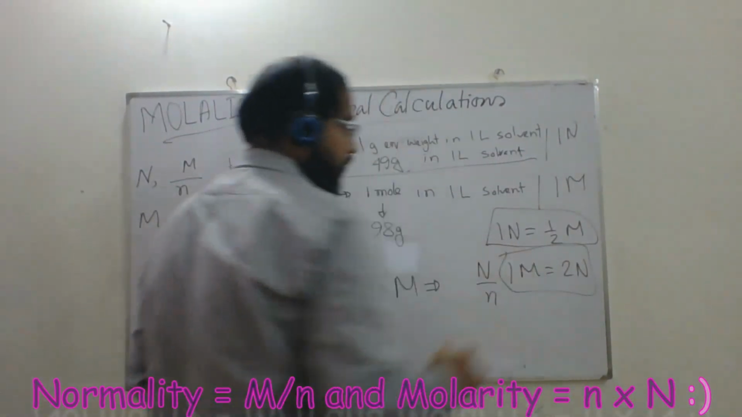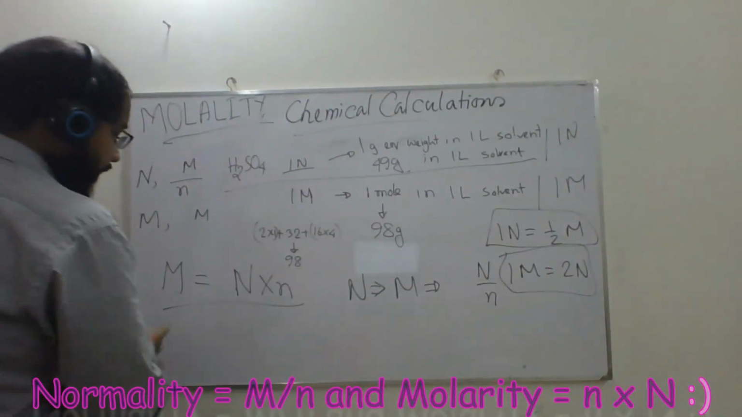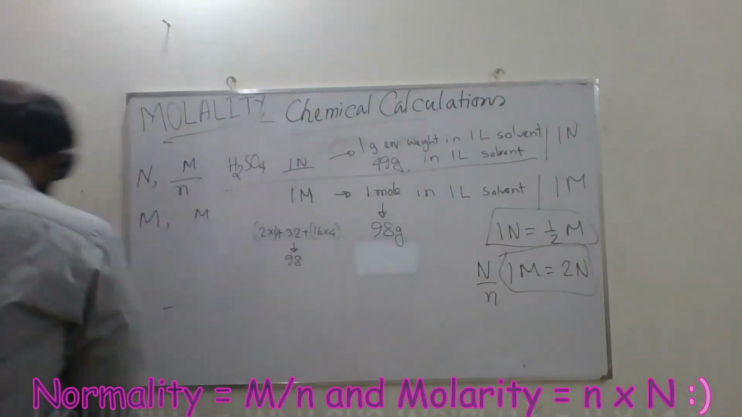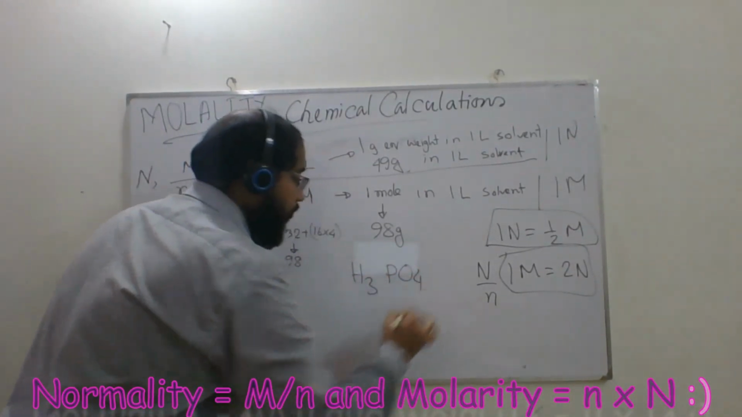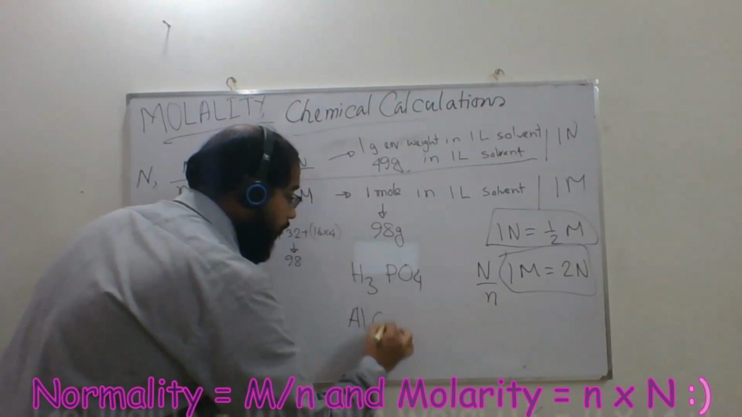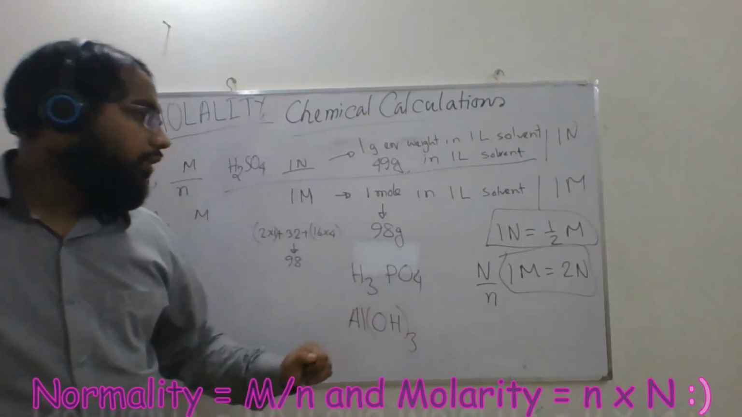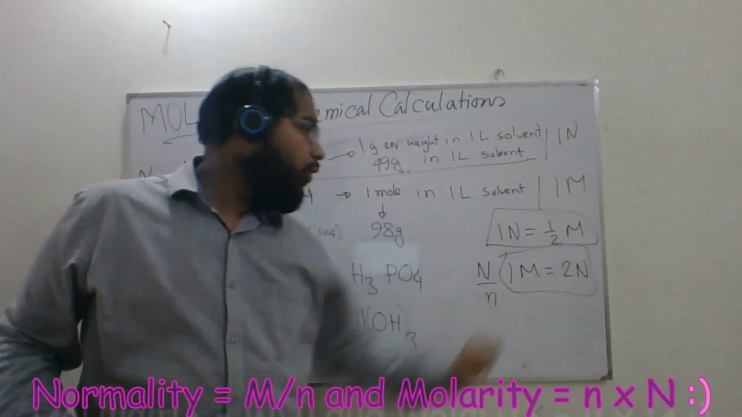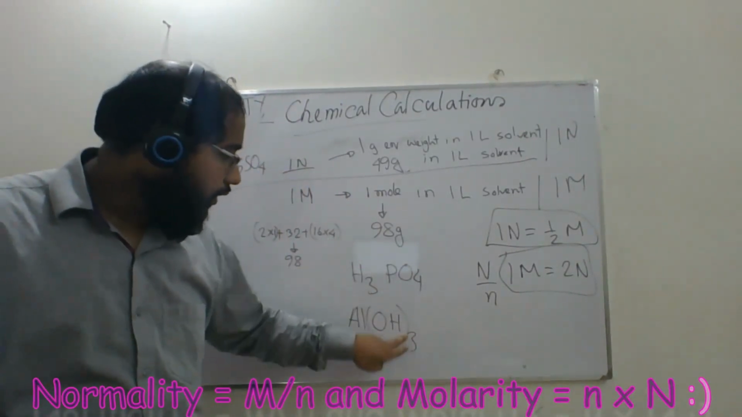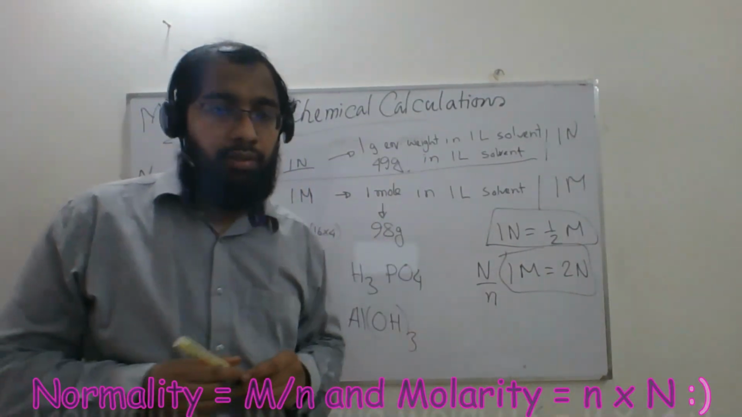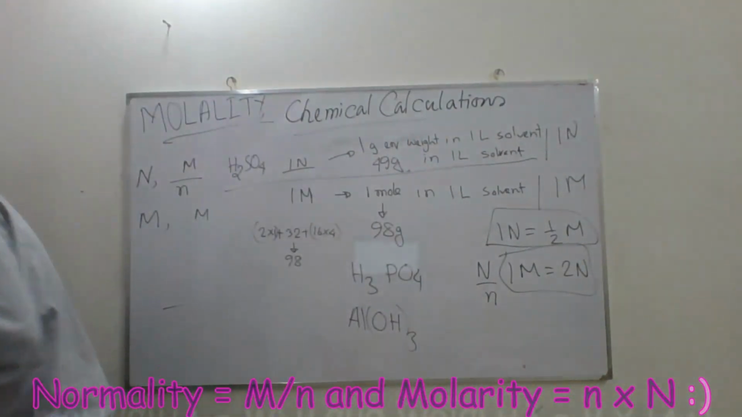Okay. Now what will happen if we use something different, that means if we go to another one, H3PO4, or we can use AlOH3. If we consider this one, then 1 normal equals 1 by 3 molar, 1 molar equals 3 normal. That's it. Do you understand? From this one, actually this factor is governing this one. Okay. Done. Now this is basically the normality, molarity and molality.